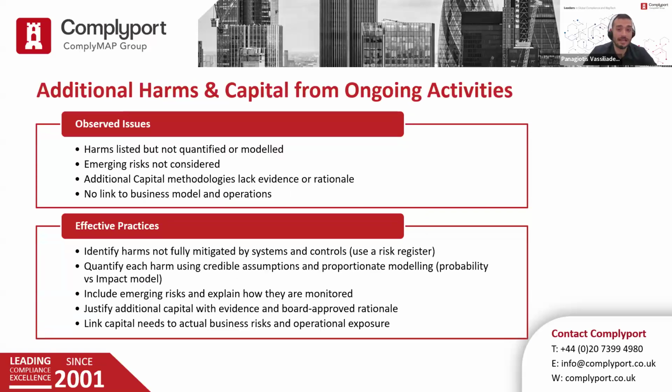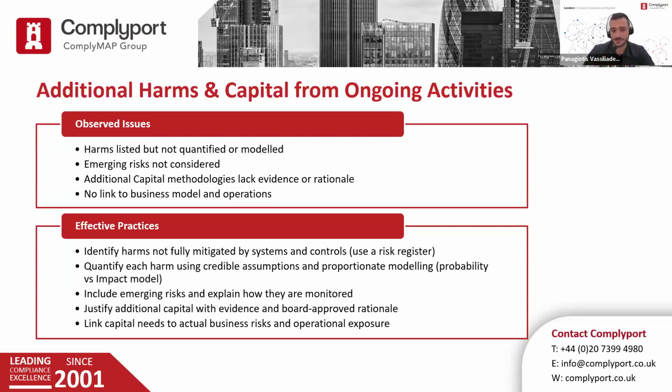So let's move into additional harms and capital. This is the part of the ICARA that often gets overlooked, but it's critical. It's about identifying harms that aren't fully mitigated by your controls and quantifying the capital you need to cover them. Now, what we often see is firms listing harms without any attempt to quantify them, or they ignore emerging risk altogether. And when they do add capital, there is no evidence or rationale behind the calculation.